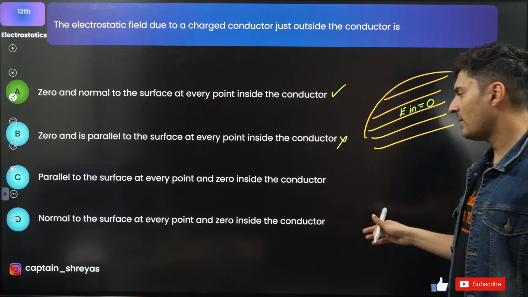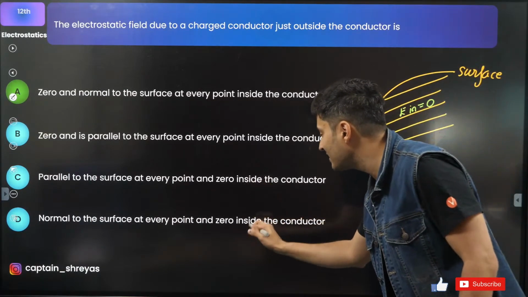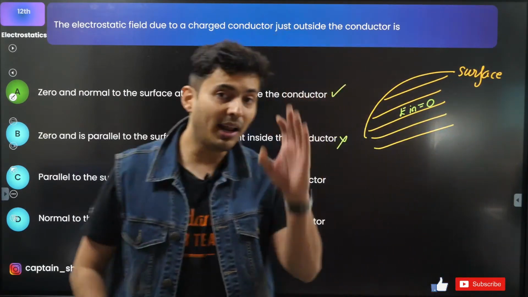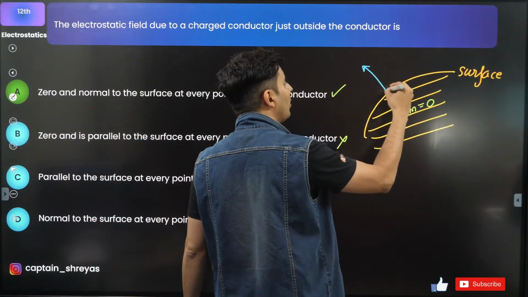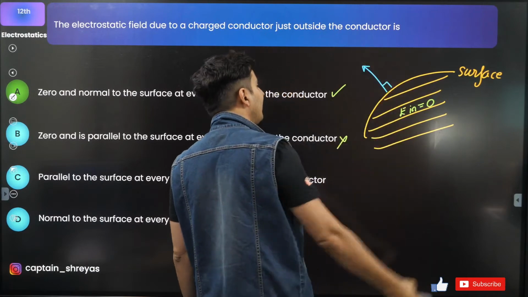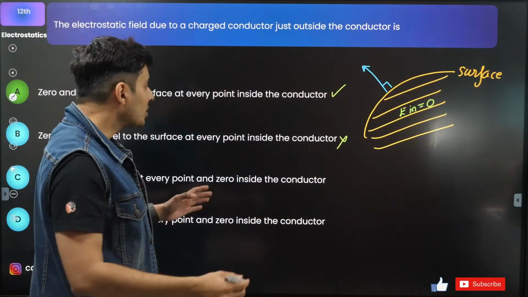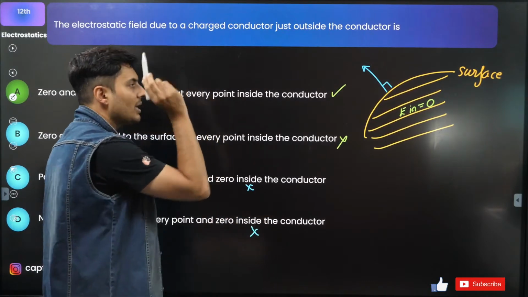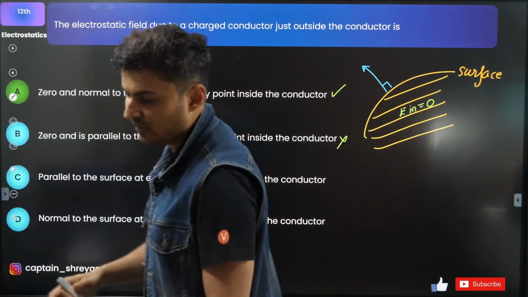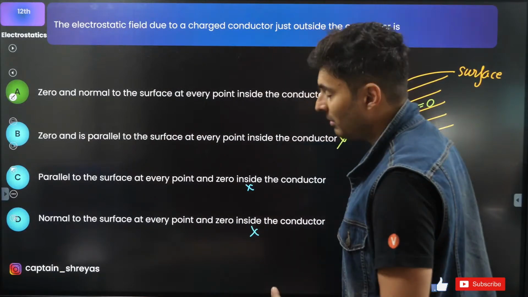Normal to the surface at every point and 0. Everything is inside. Nothing is outside. If the word outside was used, then I would say at every point outside it is perpendicular and the field is going to be there. But the question says everywhere inside, guys. So because of this word inside, it should be 0. There is no sense of direction. Yes, Rajat, I do remember you.